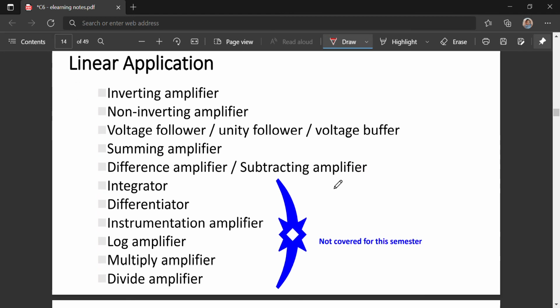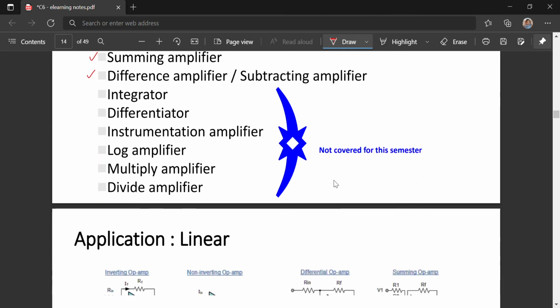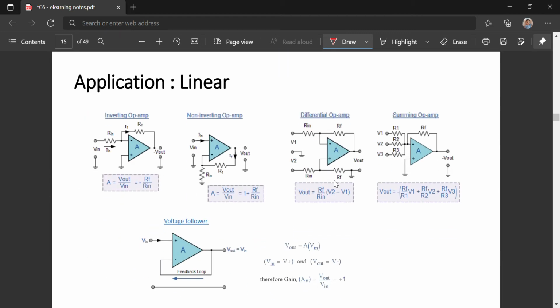For the linear applications, in this course, we will cover 5 linear applications: inverting amplifier, non-inverting amplifier, voltage follower, summing amplifier, and also difference amplifier. This is an example of the op-amp used for linear applications. We draw our op-amp in a triangle shape and label it with 2 inputs and 1 output.